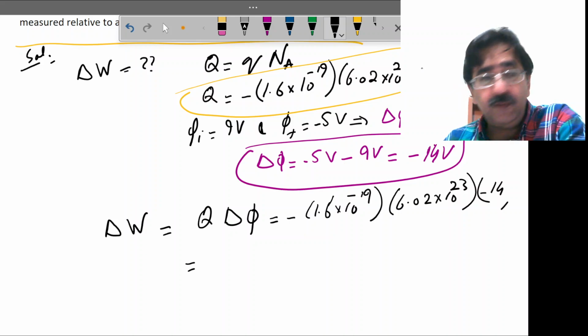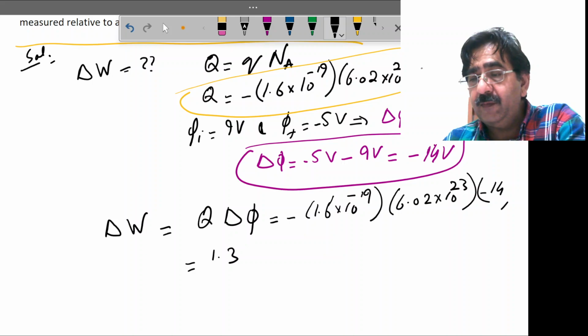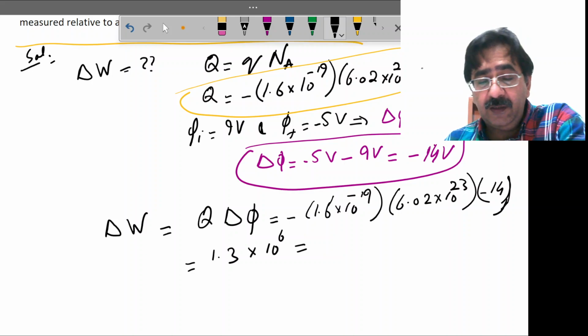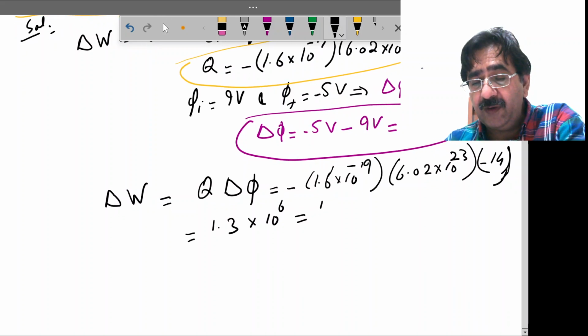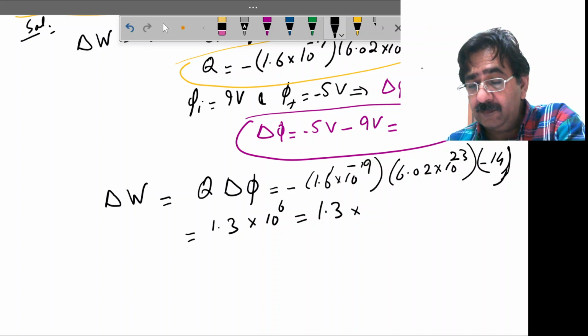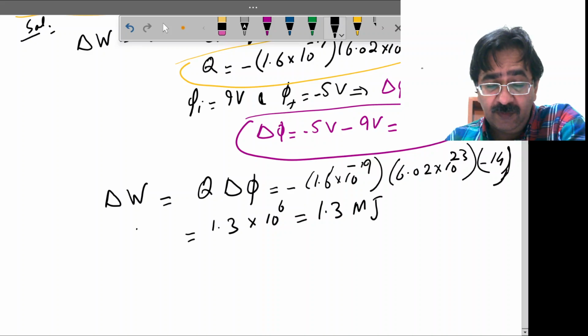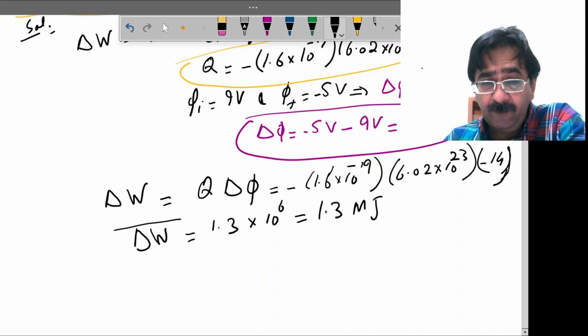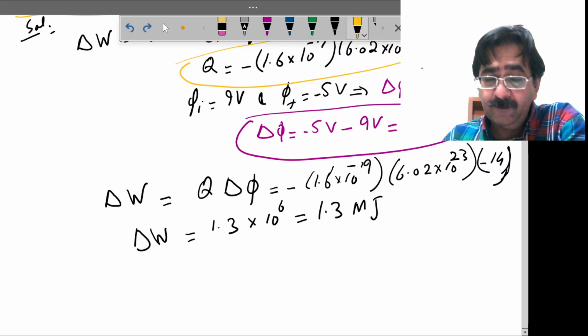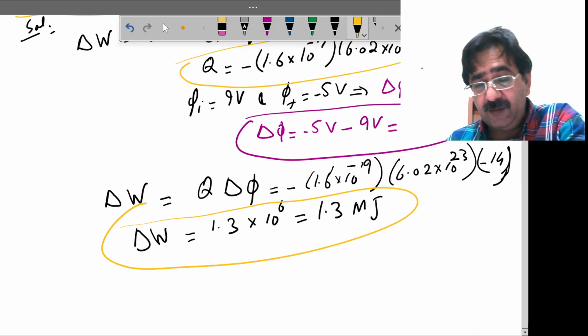So the result, when we calculate it, will be equal to 1.3 times 10 raised to power 6. So you may say that it will be 1.3 megajoule. That will be the answer. This will be your required result.